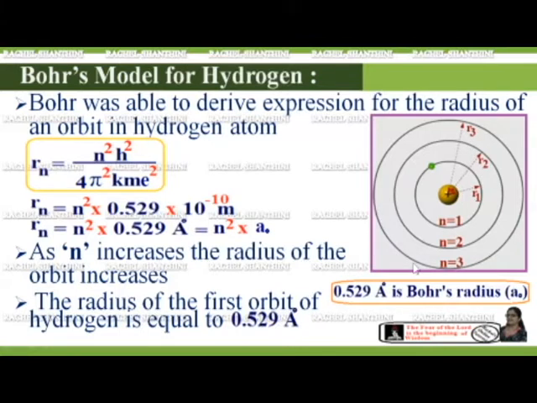If we calculate the radius of the first orbit of hydrogen, that is n equal to 1, we get the value 0.529 angstrom. The value 0.529 angstrom is known as Bohr's radius, and it is expressed by the letter a suffix o. So if we substitute this value as a naught in this expression Rn, we get Rn is equal to n square into, instead of 0.529 angstrom, we can write a suffix o.